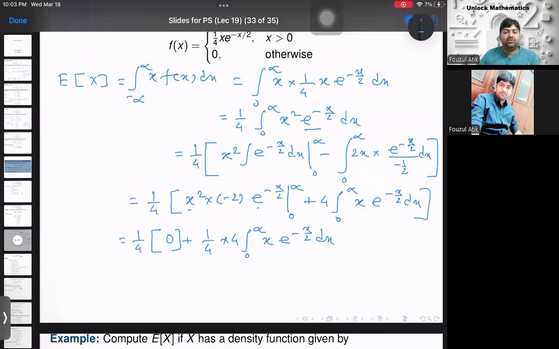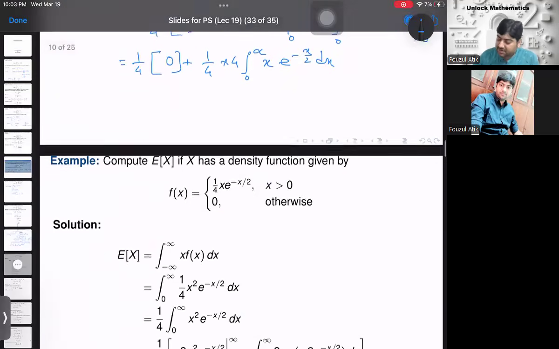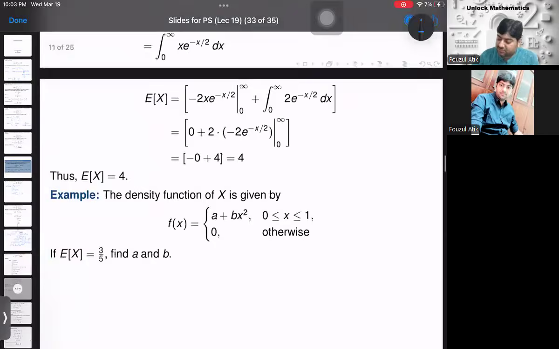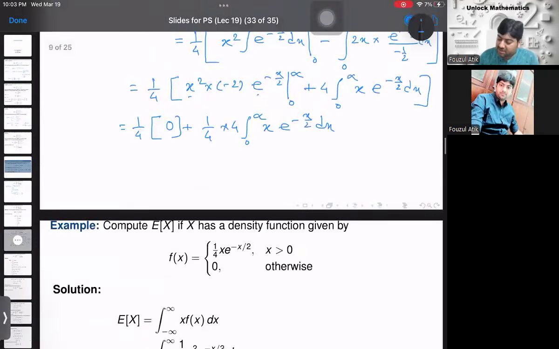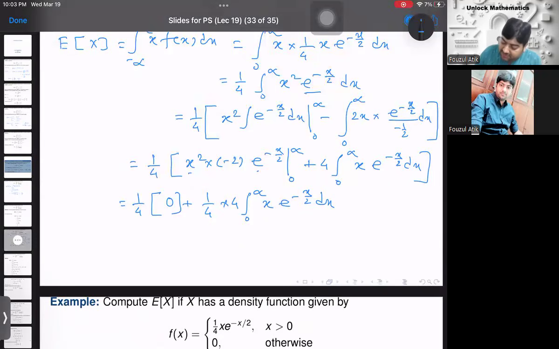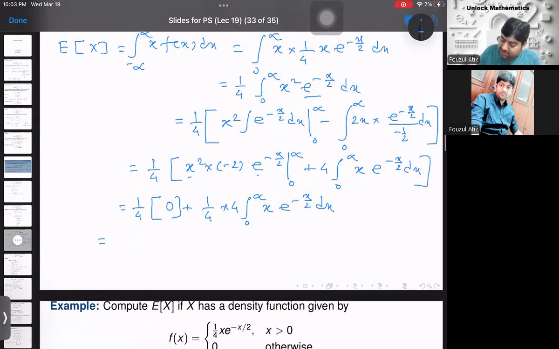Now again, what do you have to do? You have to do the integration by parts, right? So take x as the first function. This part is 0 and this has become 1. We only have 0 to infinity x e to the power minus x by 2, so I'm directly doing x into by parts of this. So this one we keep it, and the integration of this part.